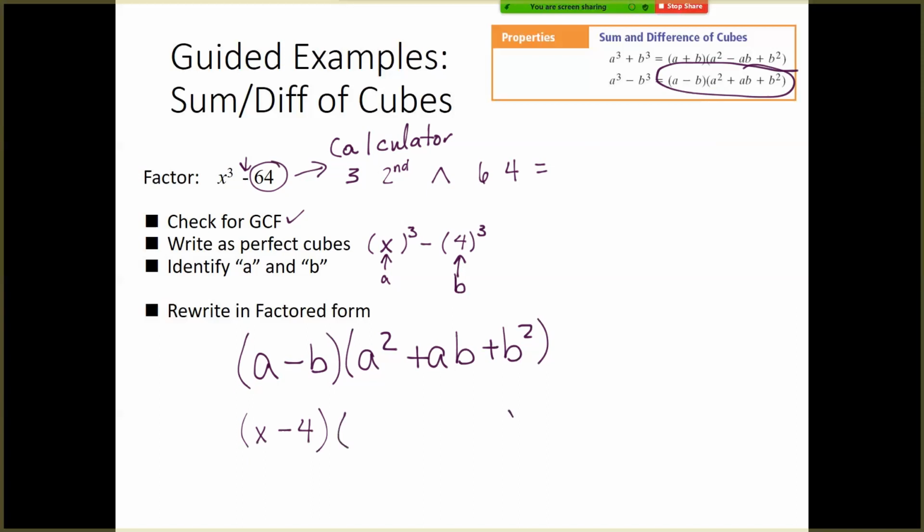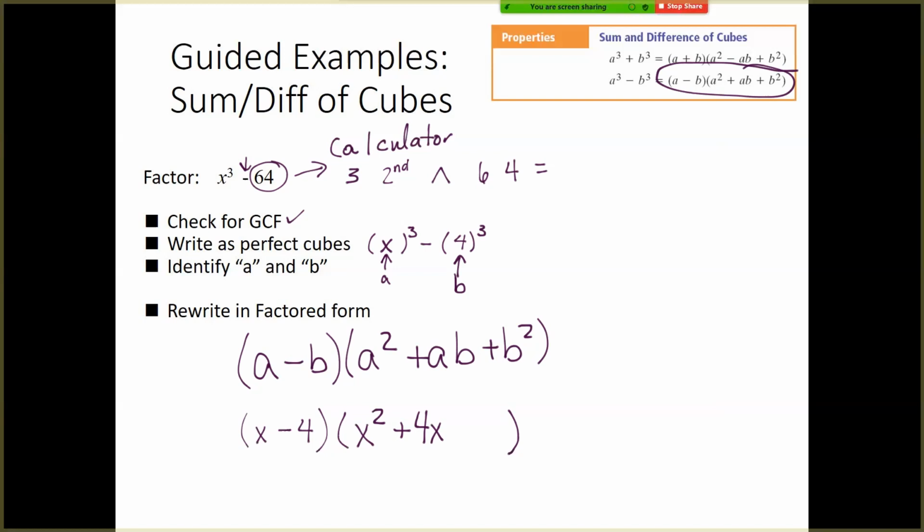The second set of parentheses is where things start to get a little bit more complicated. The first thing I want to do is take A and square it. Well, A is just x, right? If I take x and square it, it's just x squared. For the middle term, I want plus A times B. A is x, B is 4, so I'm going to take x times 4 to get 4x. Remember, it's customary to write the coefficient and then the variable.